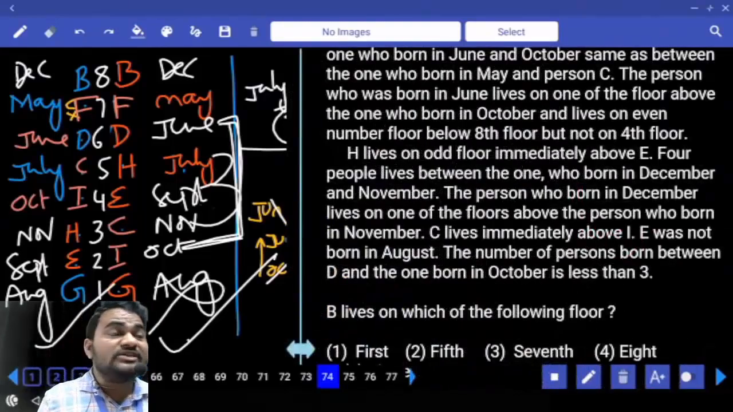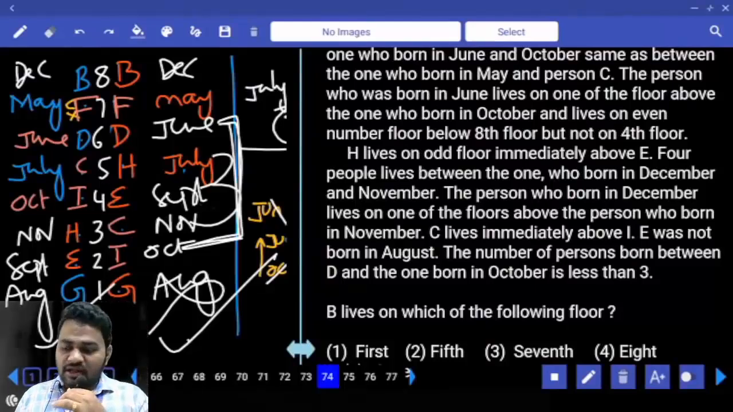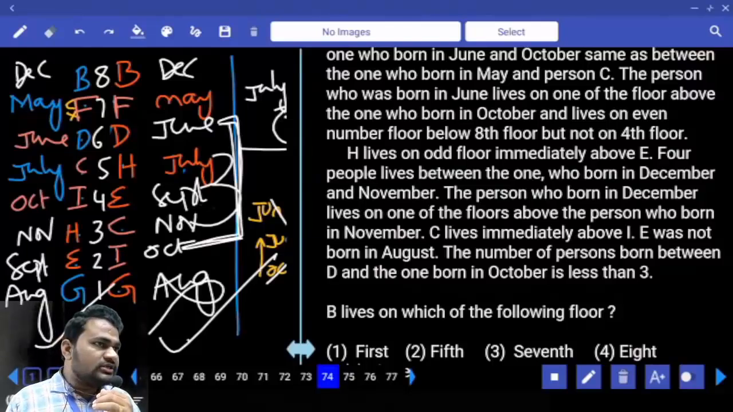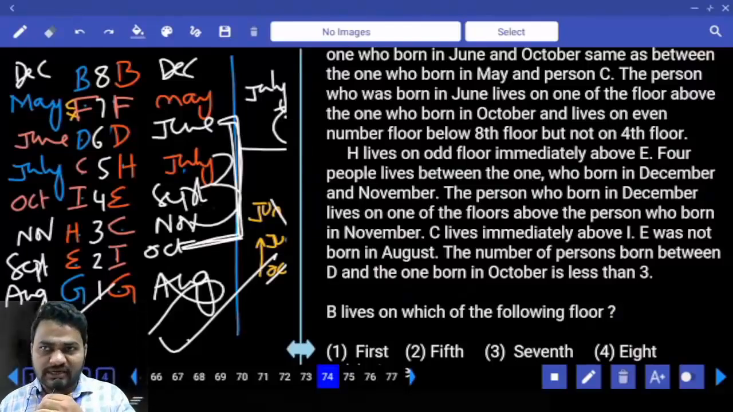But anyway, you must be getting clarity over how to read the condition if it is related to floors and if it is related to born months.